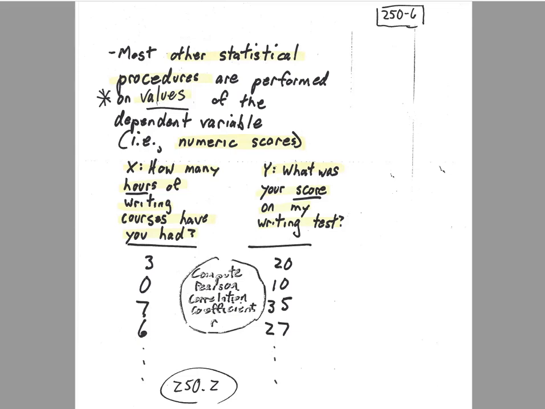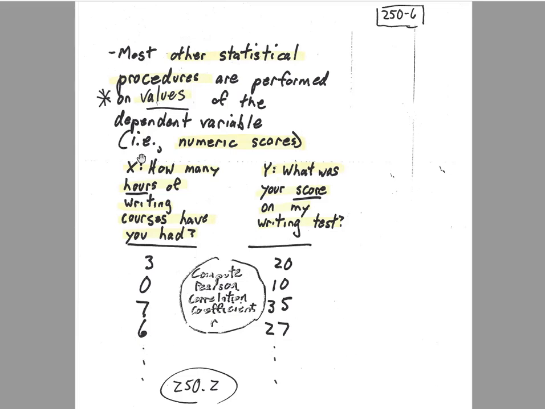The same research question I could have theoretically analyzed by doing a different study in which my variables were quantitative rather than categorical. On page 250-6, it says, most other statistical procedures are performed on values of the dependent variable, that is, numerical scores. I could have done a correlational study in which I took a big sample of college students and administered 2 instruments to these people.